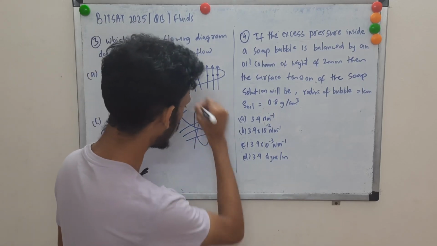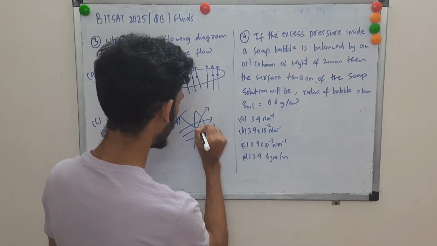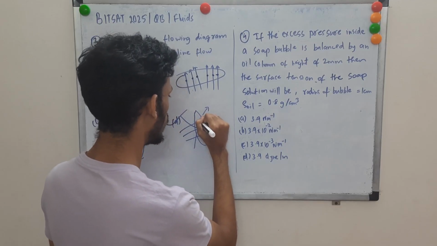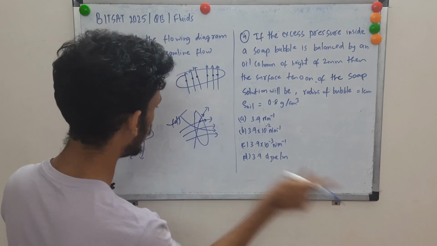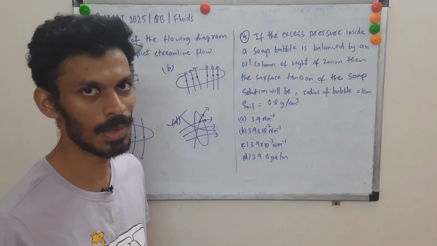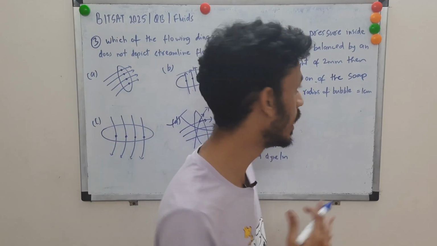So here, if you see, if we draw an area, suppose at this point, this particular particle has two different velocities, right? Even in this direction and that direction, okay? That does not happen in a streamline flow. So this one does not depict a streamline flow. Okay, let's come to this one.